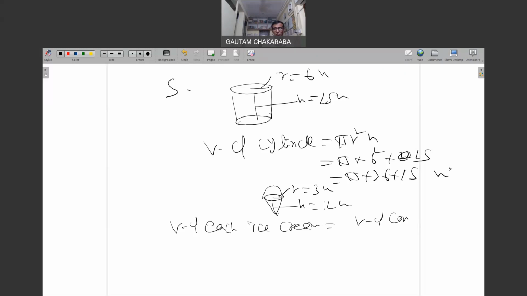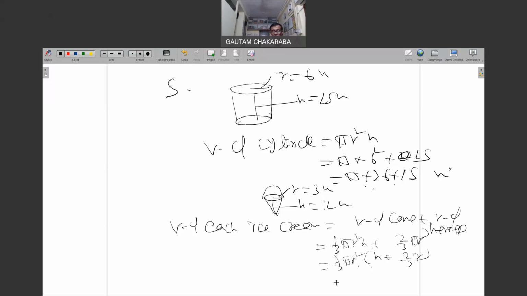So volume of each ice cream is volume of cone plus volume of hemisphere. 1/3 pi r square h, 2/3 pi r cube. 1/3 pi r square common, h plus 2/3 r. Okay. So after calculation, but don't put the value of pi, because after calculation you divide this by this. Volume of cylinder divided by volume of each ice cream, that is total number of ice cream. Okay. You do, right? It is easy. You don't calculate this. You put the value of this here.